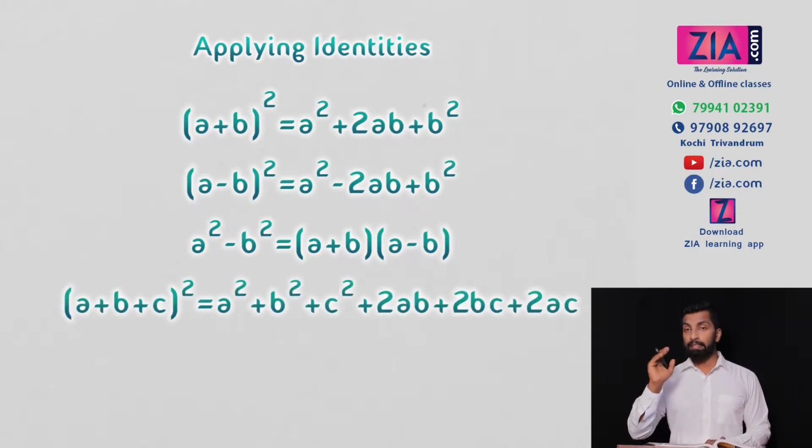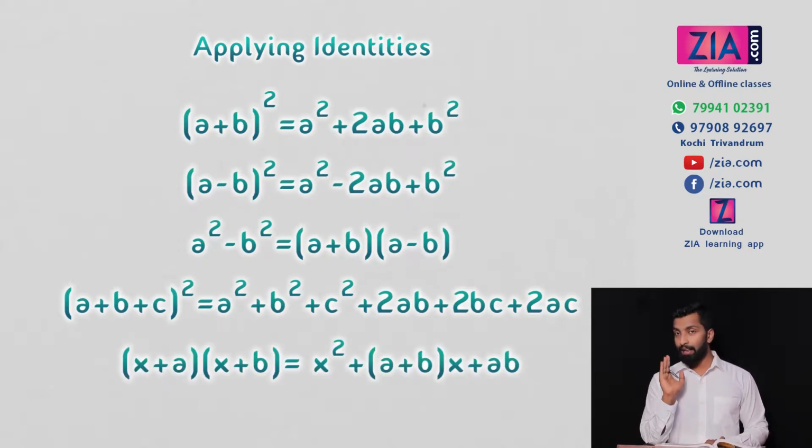(a + b + c)² = a² + b² + c² + 2ab + 2bc + 2ac. Then finally we have seen (x + a)(x + b) = x² + (a + b)x + ab, where a + b is the sum of the 2 and ab is the product of the 2. So these are the 5 identities we have learned till now, and we are going to use these identities and solve some problems. Now we are going to look at some solutions based on identities.